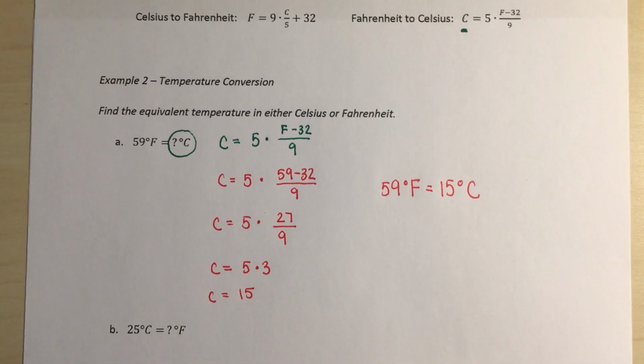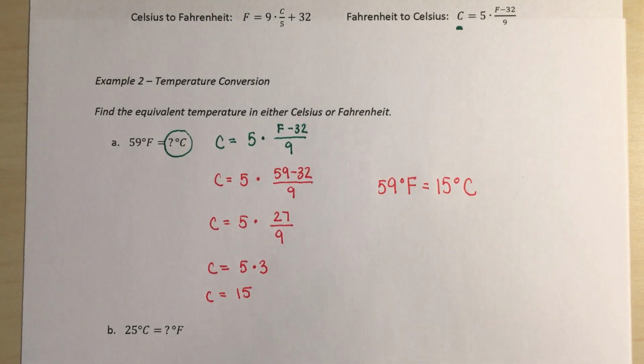All right, so we plugged in our 59 degrees for our degrees Fahrenheit, and then we worked through to get our final answer in degrees Celsius. Again, we don't have to use the other formula as well. We just have to work through each problem using the correct formula.